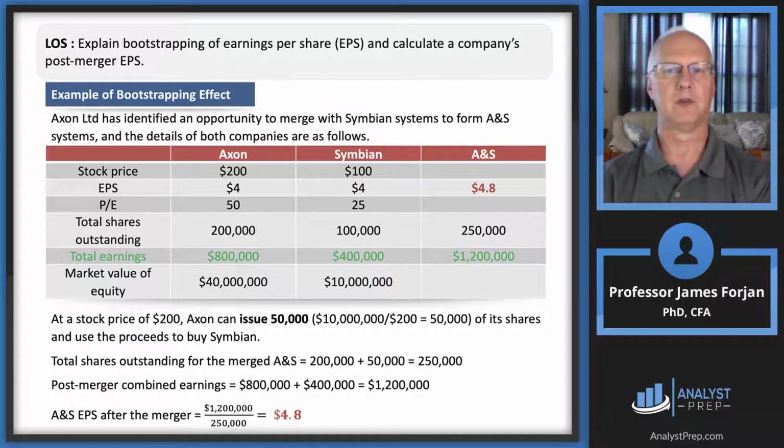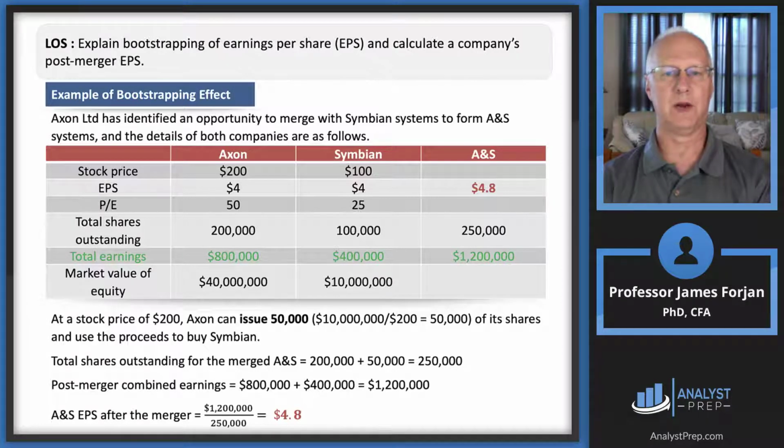So let's go ahead and start with two companies. We have Axon and Symbian. So $200 stock price for Axon, $100 stock price for Symbian, which gives you the idea that Axon is twice as big, but actually it's worse than that, because skip down to total shares outstanding, 200,000 and 100,000, and then skip down to total market value. So that's 40 million and 10 million. So actually Axon is 4 times as big as the other company.